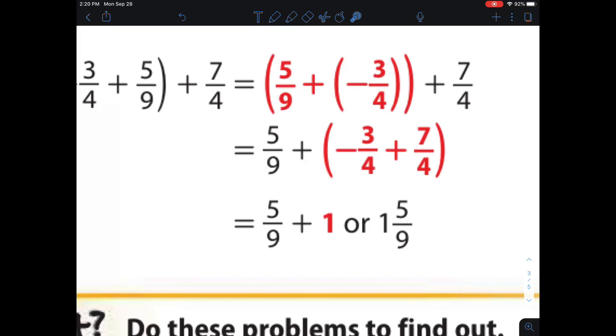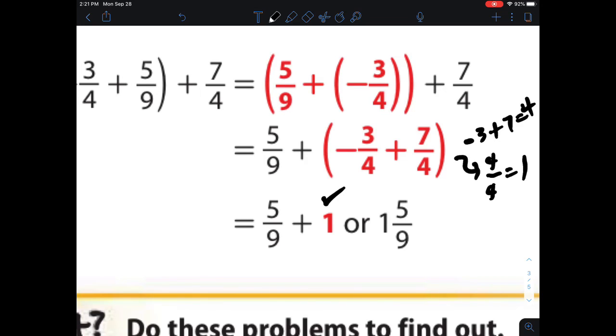So now we group negative 3/4 plus 7/4. We can actually add these two from our last lesson. We know that negative 3 plus 7 will give us positive 4. So this actually becomes 4 over 4. And we know that 4 over 4 is the same as 1. And that's why you have it there.